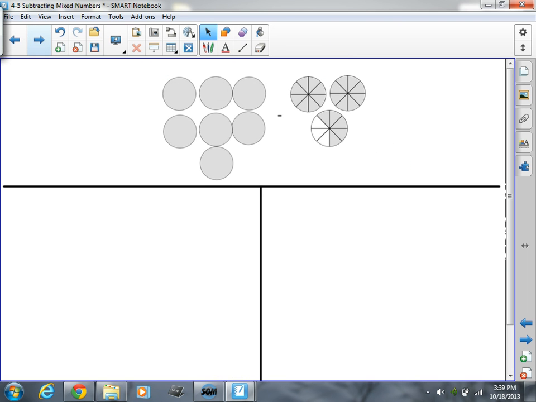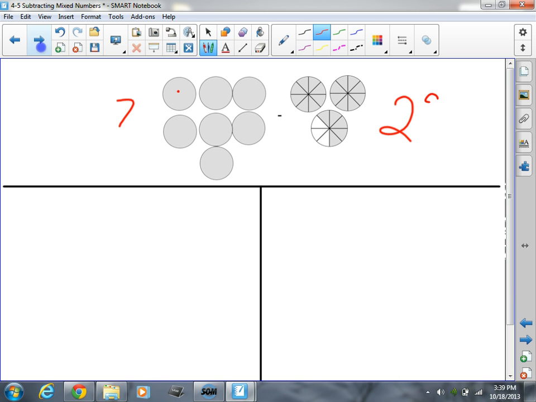So I have a problem on the board. The problem we would see is 7, 1, 2, 3, 4, 5, 6, 7, minus 2 and 5/8. I have 7 wholes over here, and I have 2 and 5/8 over here. Now, you say, wait a second, Mr. Harris, there's no fraction over here. So how can I subtract a fraction if I don't have a fraction over here? Well, that seems like a problem.